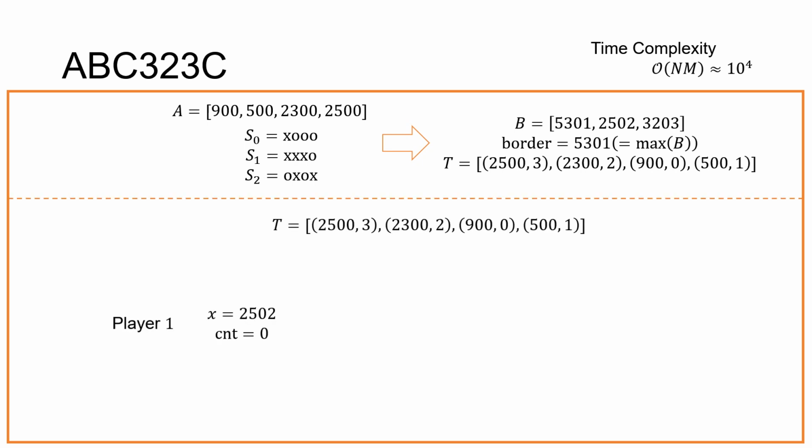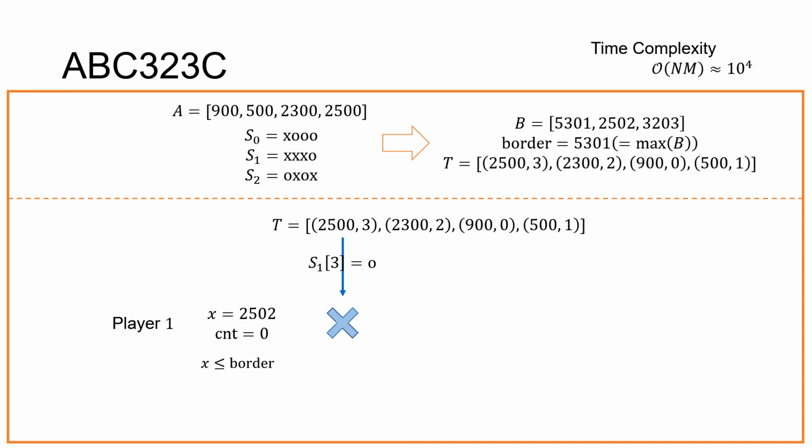Now that we have finished the preprocessing, we solve this problem for each player. For instance, we focus on player 1 in this example. Let x be the current score of player 1 and count be the number of problems he will solve. In this situation, x doesn't exceed the border, so he tries to solve the problems in the order of list T. First, we have problem 3 with the score 2500.